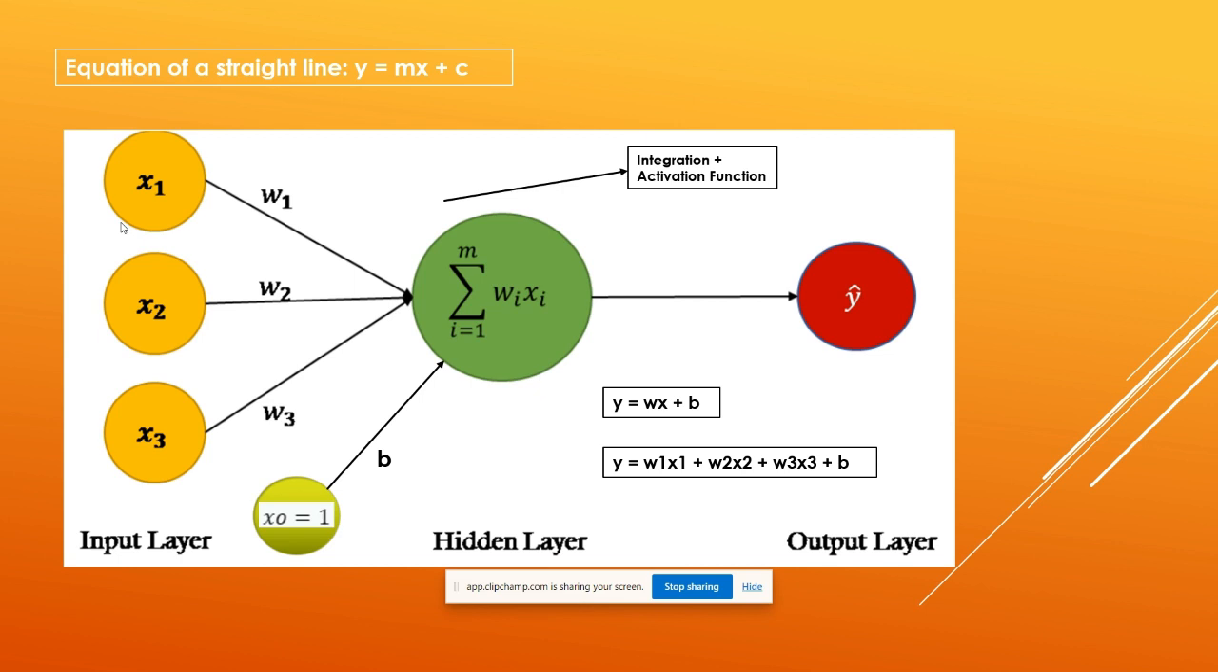These neurons will act as dendrites, providing data information to the nucleus. This green one is the nucleus. You can see in the nucleus there is one integration function, and I already told you there is another function, the activation function. The integration function collects the information from the input nodes, from x1, x2, x3, and the activation function processes the data and gives the output. You can see in the last red circle y cap. This is the predicted value. So the equation of a straight line, as I told you, is y is equal to mx plus c.